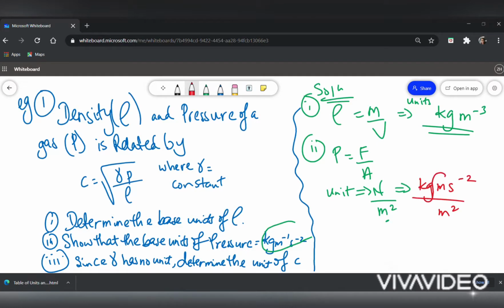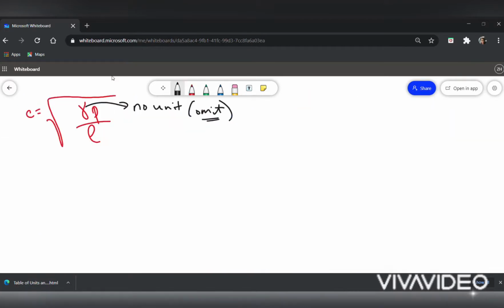Once again, the rule of indices applies. When you divide numbers of the same base, you subtract your powers. So we get kilogram, and 1 minus 2, of course, is minus 1, and s to the power of minus 2. And there we have our first proof. I'm going to clear the sheet and get the unit, of course, for C.